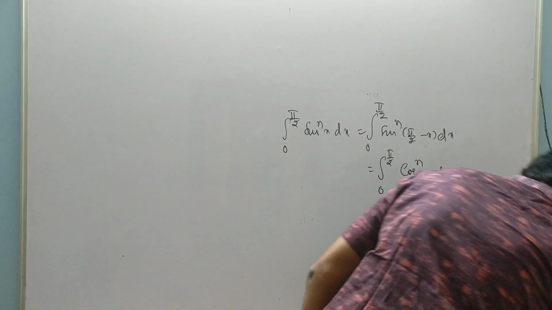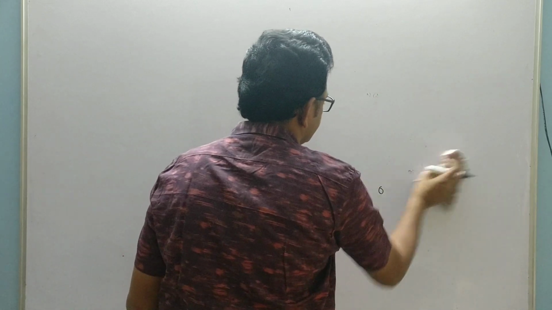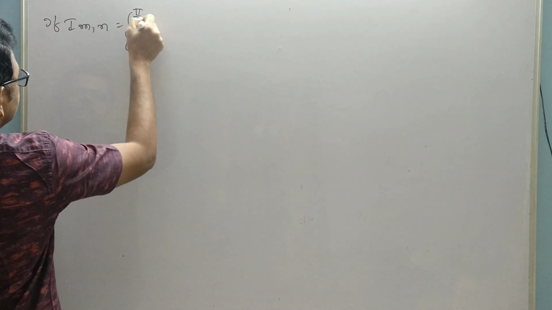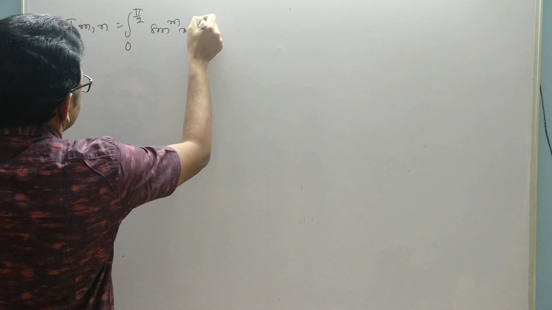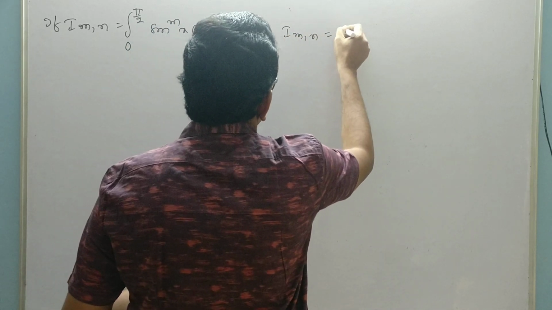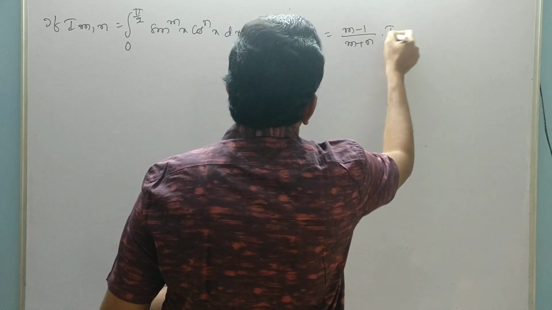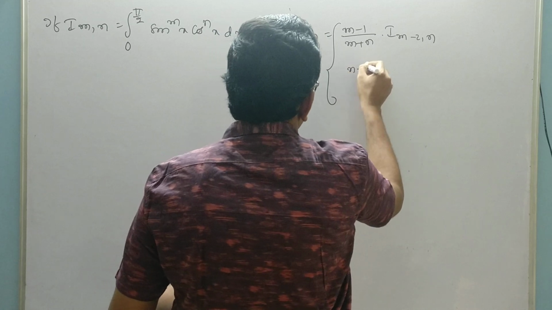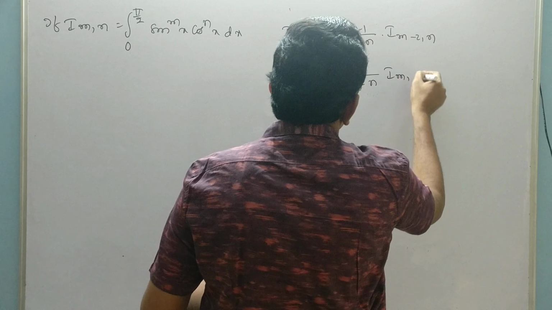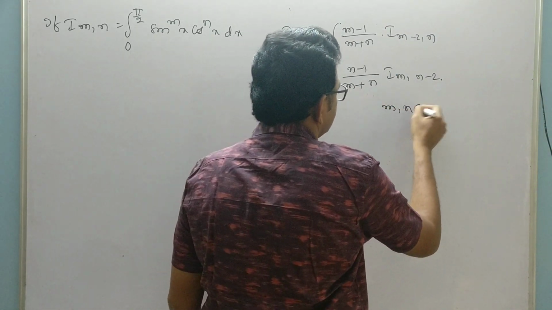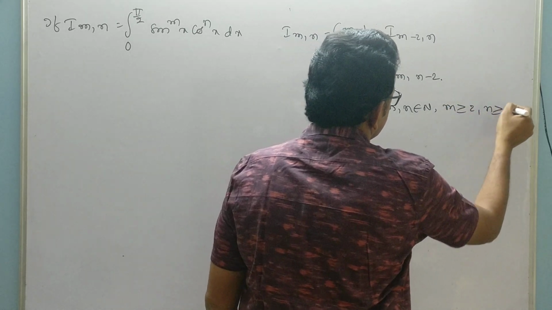Now we have a theorem. If I m comma n is equal to integral 0 to pi by 2 of sin power mx into cos power nx dx, then I m comma n is equal to (m minus 1) by (m plus n) I m minus 2 comma n, or (n minus 1) by (m plus n) I m comma n minus 2, where m comma n belong to natural numbers, m is greater than or equal to 2, and n is greater than or equal to 2.